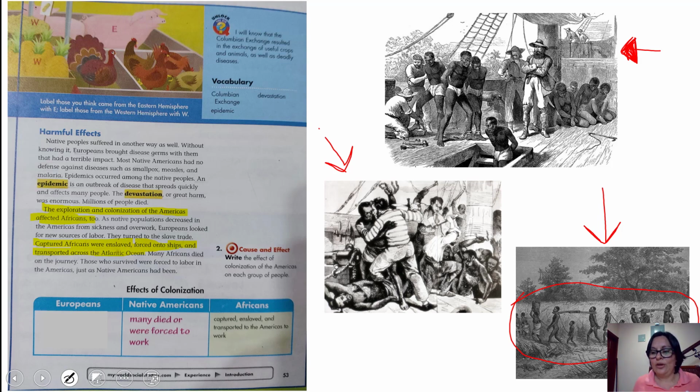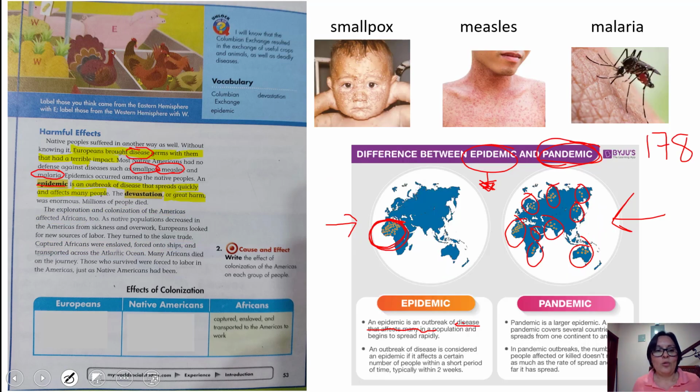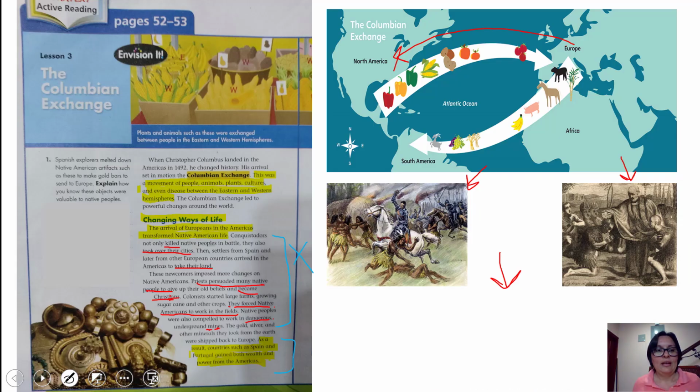So guys, we are going to answer number one. Question number one that you have in this part here. This one is for you. It says you have to read the caption. Here we have some medals from Native Americans, and Spanish explorers melted down Native American artifacts. Melted down is to put the objects in fire, and they were melted. And it says that you have to explain how you know that these objects were valuable for Native people.